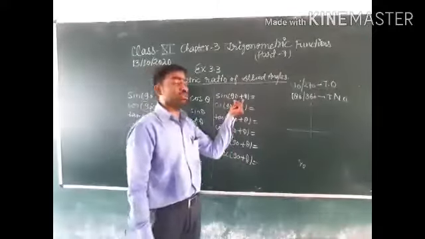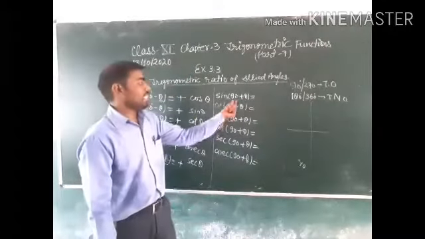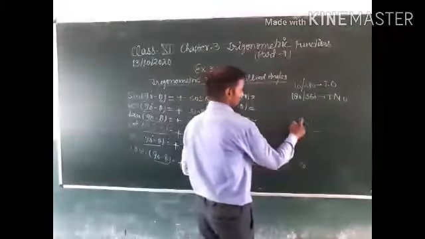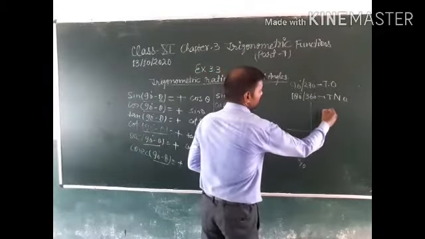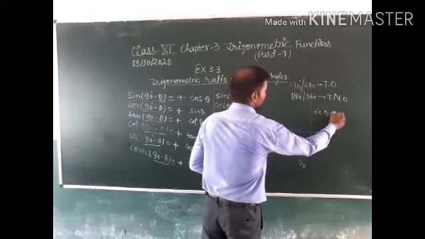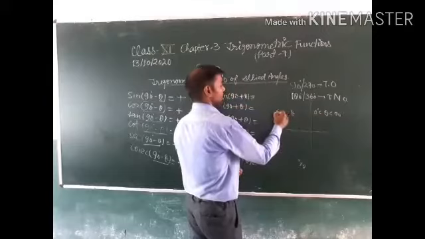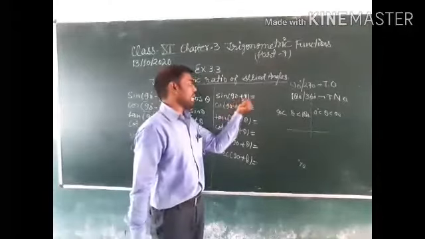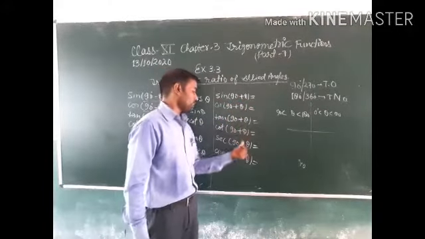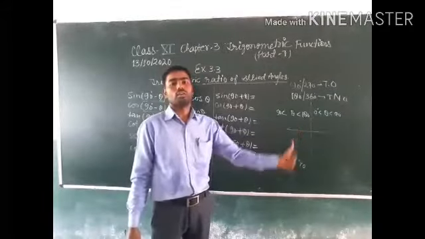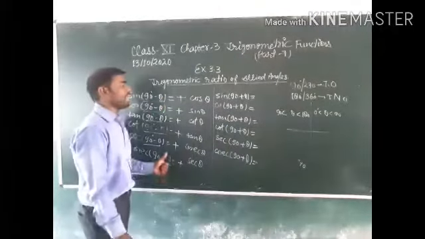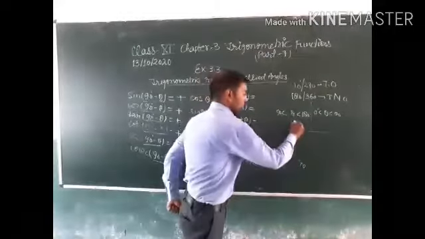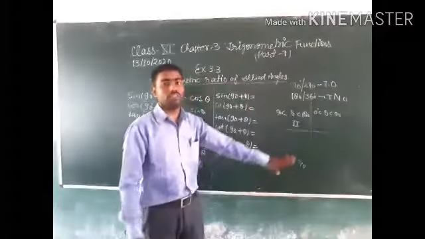Which quadrant does 90 plus theta belong to? Theta is greater than 0 and less than 90, so 90 plus theta is greater than 90 and less than 180. It means 90 plus theta belongs to the second quadrant. What is the first step? First step, identify the quadrant. So we identify that this is the second quadrant.